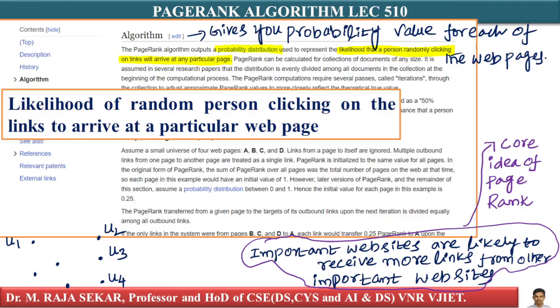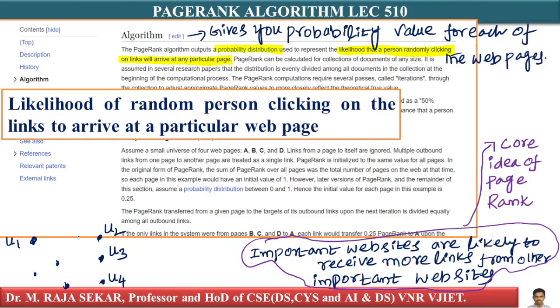Let me repeat this point. PageRank says I will give one value to each web page. This is a web page, this is a web page, this is a web page. For each one it will give a value, the probability of a user landing on this page if he was randomly clicking across all the links on the internet. So that's what this means.